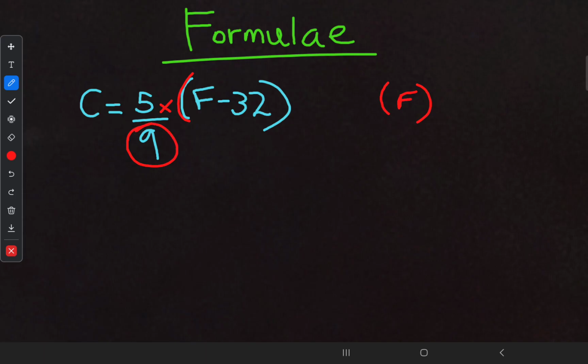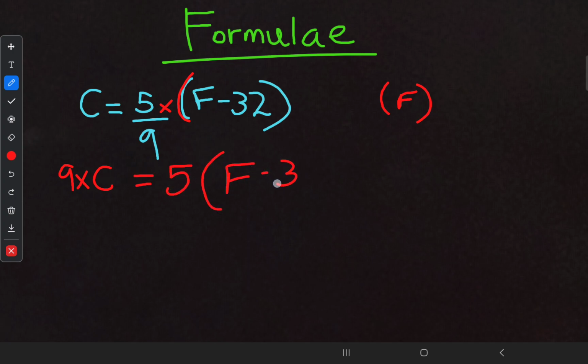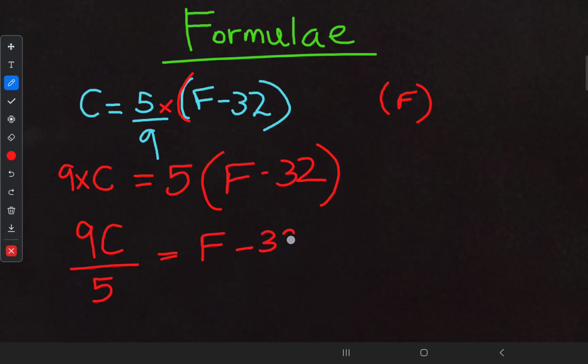This division will become multiplication to this side. 9 times C equals 5 into F minus 32. Then, for 9C, this 5 was multiplied with this F minus 32, so let's take it as division. That is equal to F minus 32.